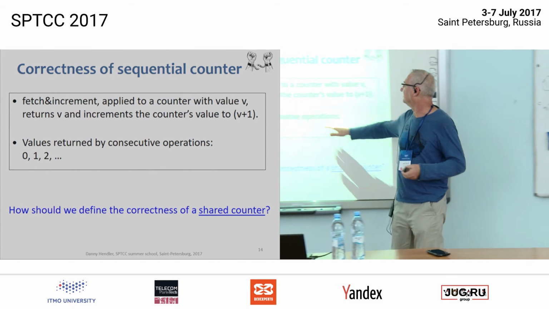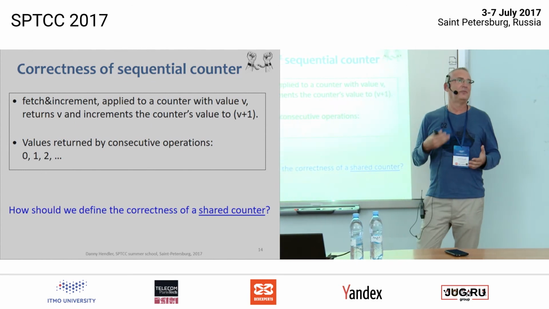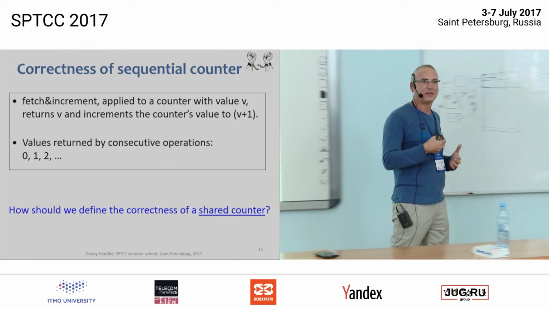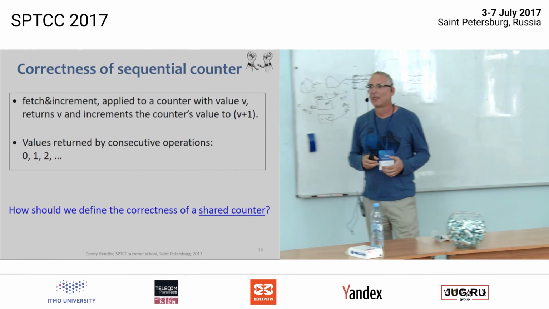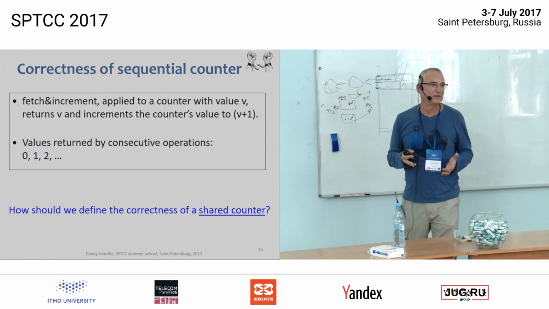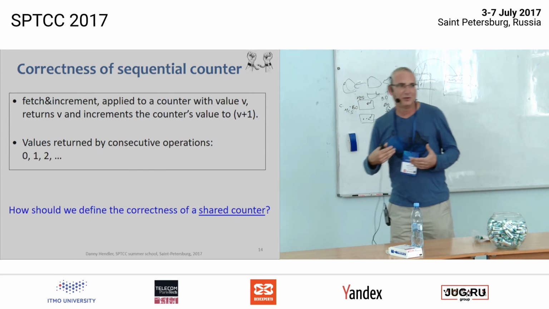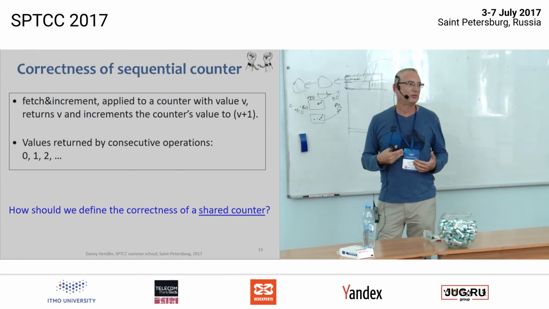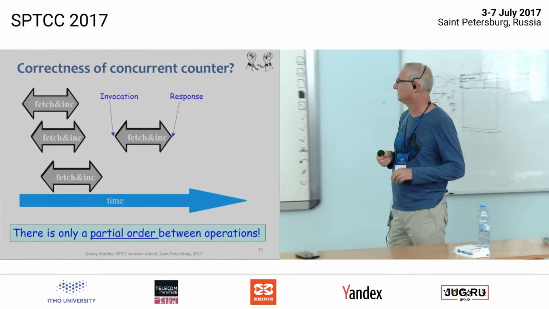But the question is, if the algorithm that implements the counter is a concurrent implementation, then what does it mean, consecutive operations? Consecutive operations means that every operation on the counter terminates before the next operation starts. But in concurrent executions, this is not the case. We have concurrent fetch and increment operations applied to the counter. So how can we define what a correct implementation is?